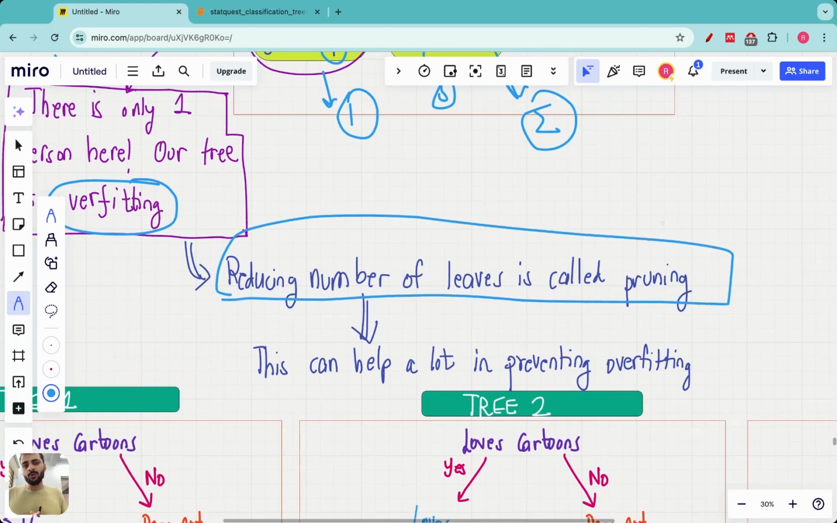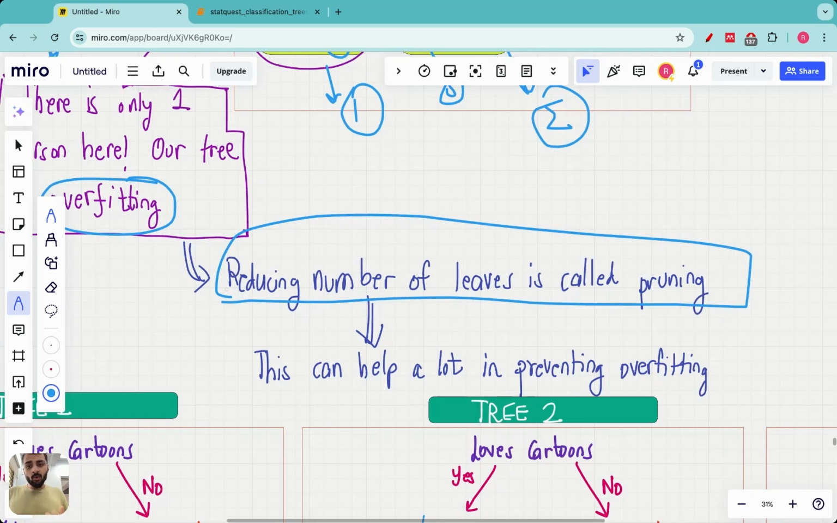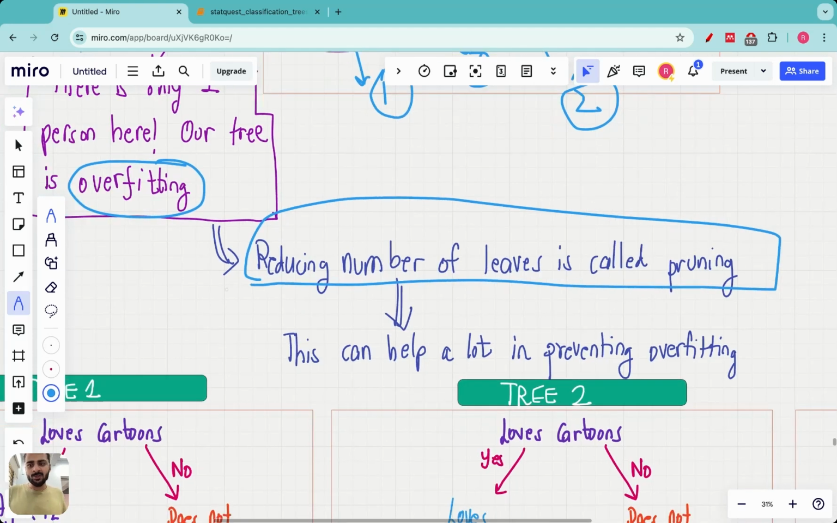It's very important for you to understand this terminology. This is where the name pruning comes from. Reducing the number of leaves in a tree is called pruning. Pruning is that technique which can really help a lot in preventing overfitting. And in today's lecture, we are going to see how we are going to write down everything on the whiteboard so you'll understand everything from scratch.